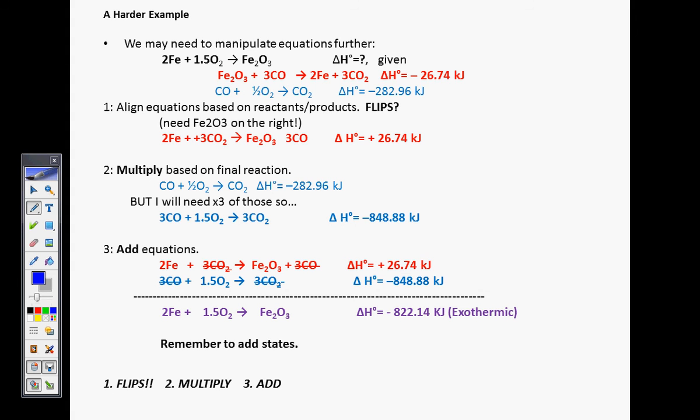Okay? It takes some practice, but that's all it is. This is as hard as it gets, this iron example. It's as hard as it gets. I could have 3 equations. Sometimes I need 3 to do my multiplying, flipping, whatever, canceling out. But that's as hard as it gets.